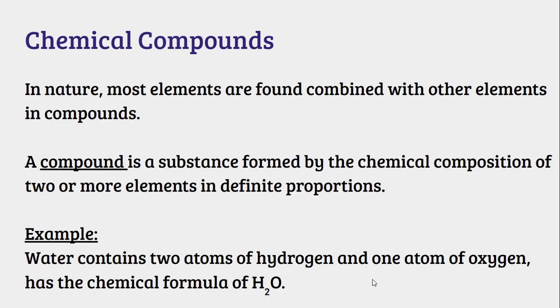Now, in nature, most of those elements we find combined with other elements in what's called a compound. A compound is a substance formed by the chemical combination of 2 or more elements in a definite proportion. So the example here would be that water contains 2 atoms of hydrogen and 1 atom of oxygen and has the chemical formula of H2O.